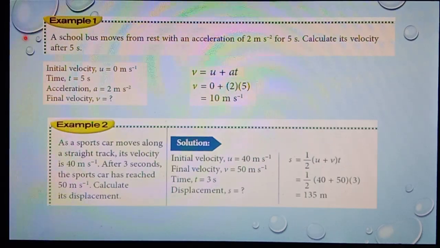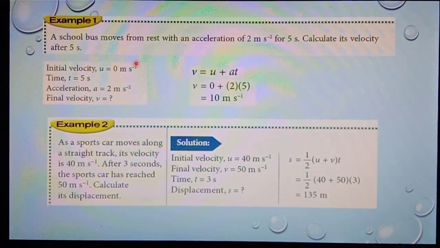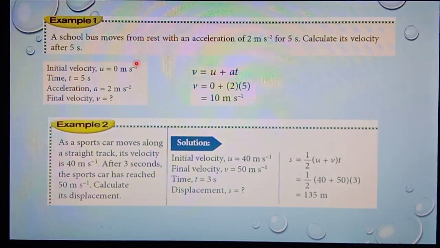Now we look at examples of how to use the equations. The tips to solve questions involving linear motion equations: you need to read through the whole question first, and then list down all the values given. Meaning you must be able to identify which one is initial velocity, final velocity, time taken, acceleration, and distance or displacement. Once you have listed all, then you can choose the suitable equation which can be used to determine the unknown value.